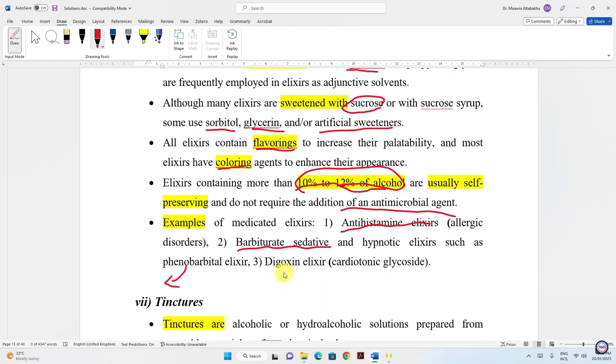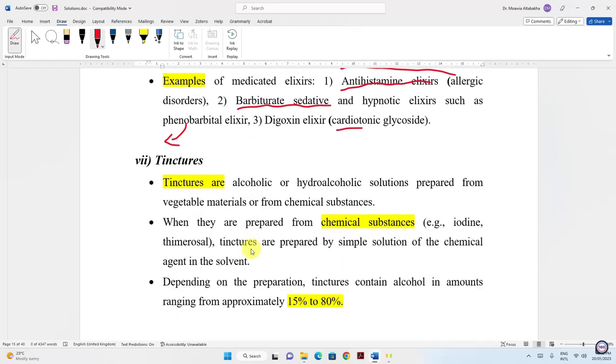And you have also digoxin elixir. Digoxin is known as a cardiotonic glycoside, meaning it increases the grip or increases the contraction of the heart. Okay? So these are the examples of elixirs.